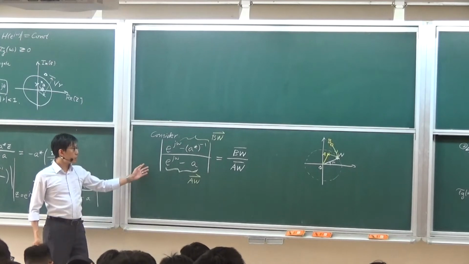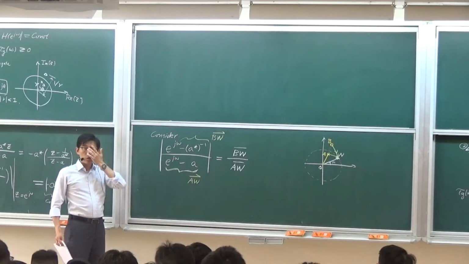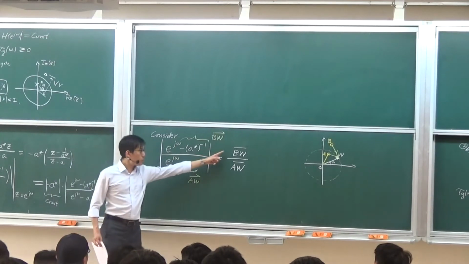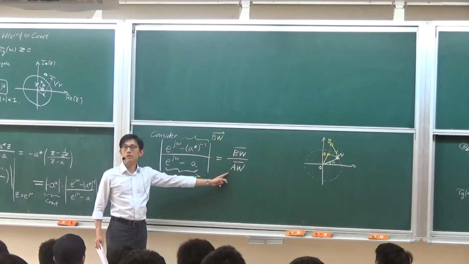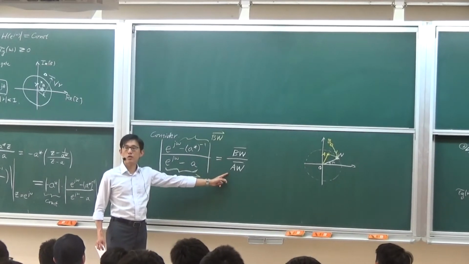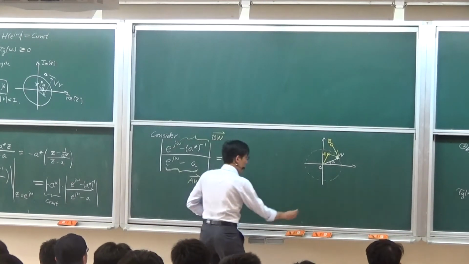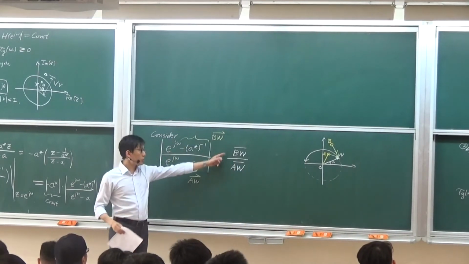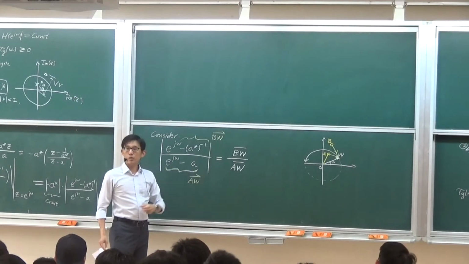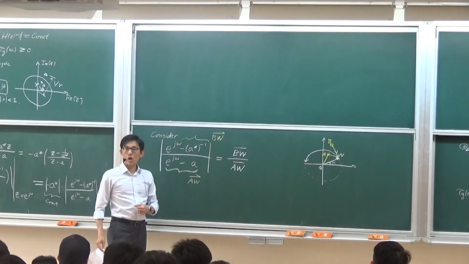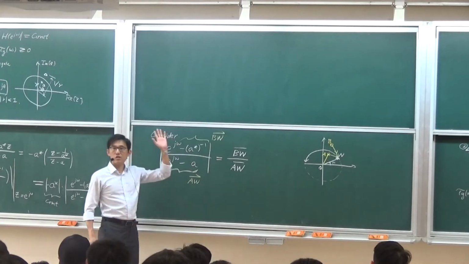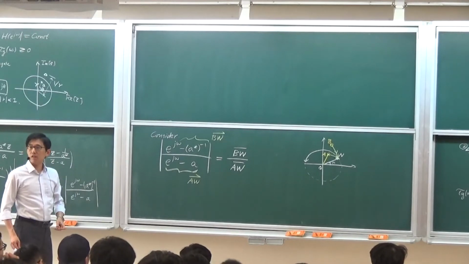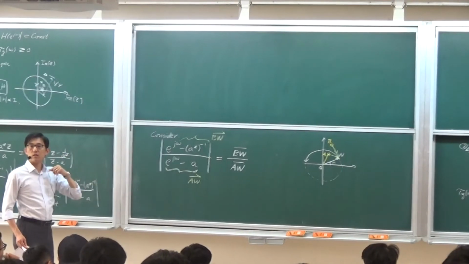So now our question becomes as follows. When omega changes around the unit circle, is BW divided by AW a constant? That's the question. Do we have a geometric interpretation here? When W goes around the unit circle, is the ratio BW divided by AW a constant? If so, why? What's the reason? Any suggestion? How do we tell if BW divided by AW is a constant as W goes around the unit circle?